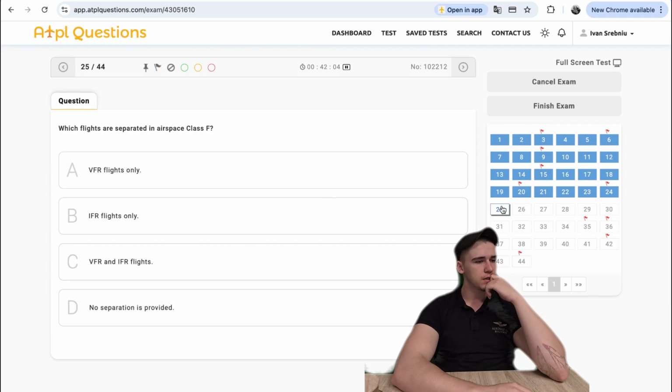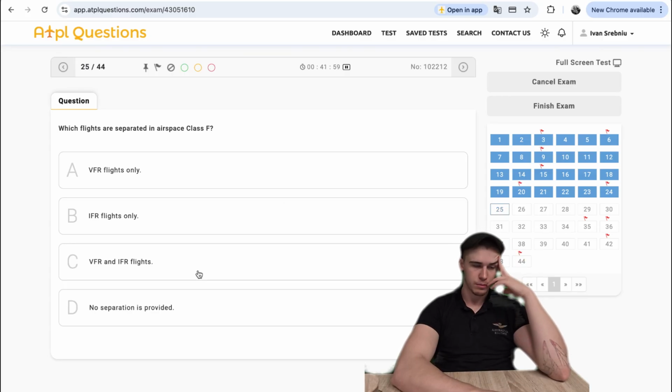Which flights are separated in airspace class F? VFR and IFR flights. It's just to remember airspace classes, every pilot must know.